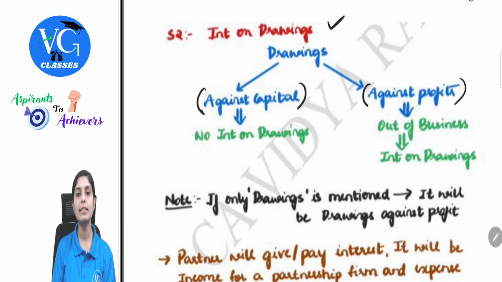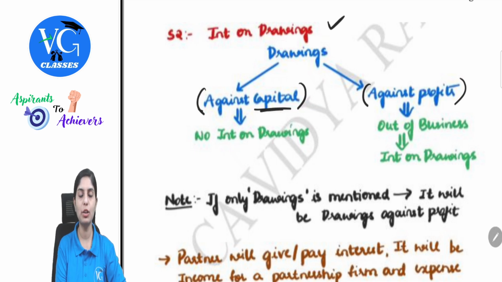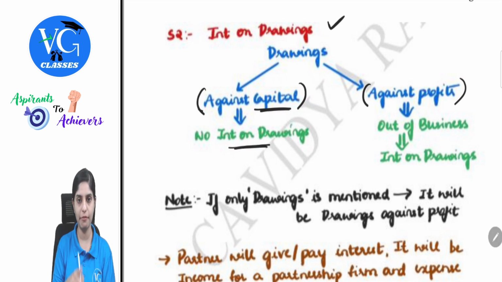What does drawings against capital mean? It is partner's own investment which is being withdrawn from the partnership business. So, with respect to partner's capital, we cannot question why are you drawing it. Therefore, the firm has no right or share to calculate interest on this. So, there will be no interest on drawings if it is against capital.